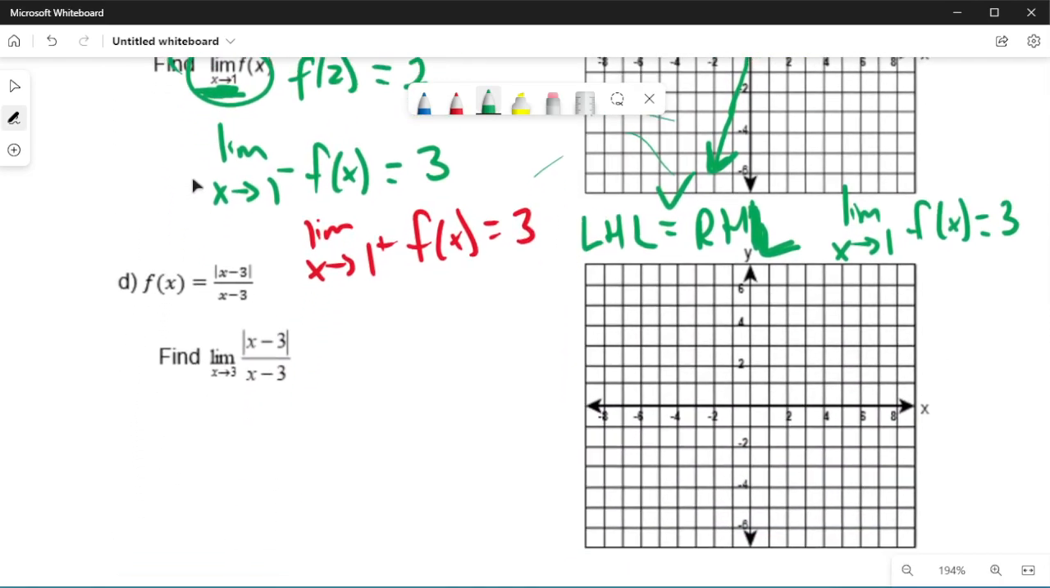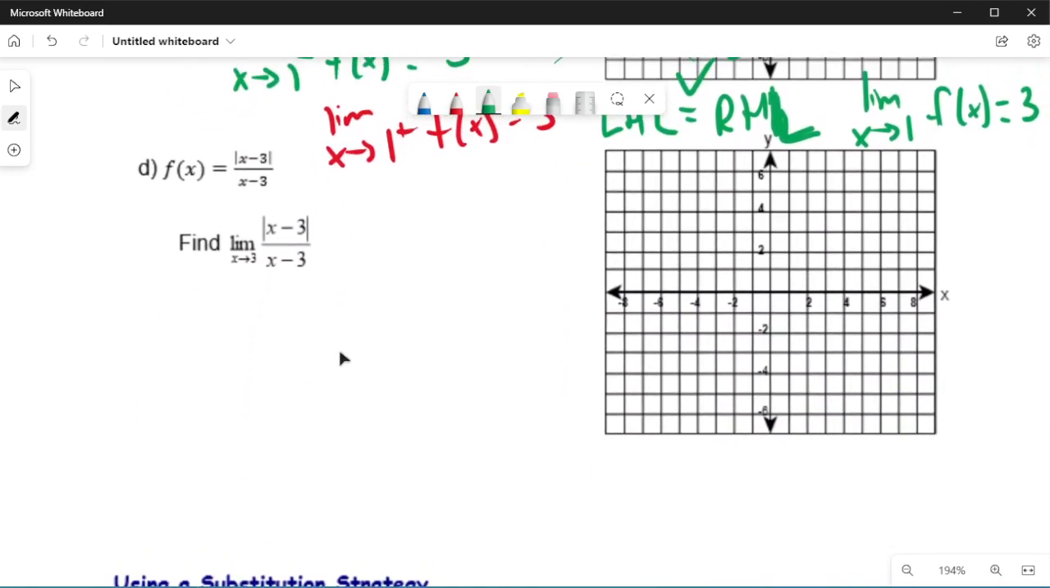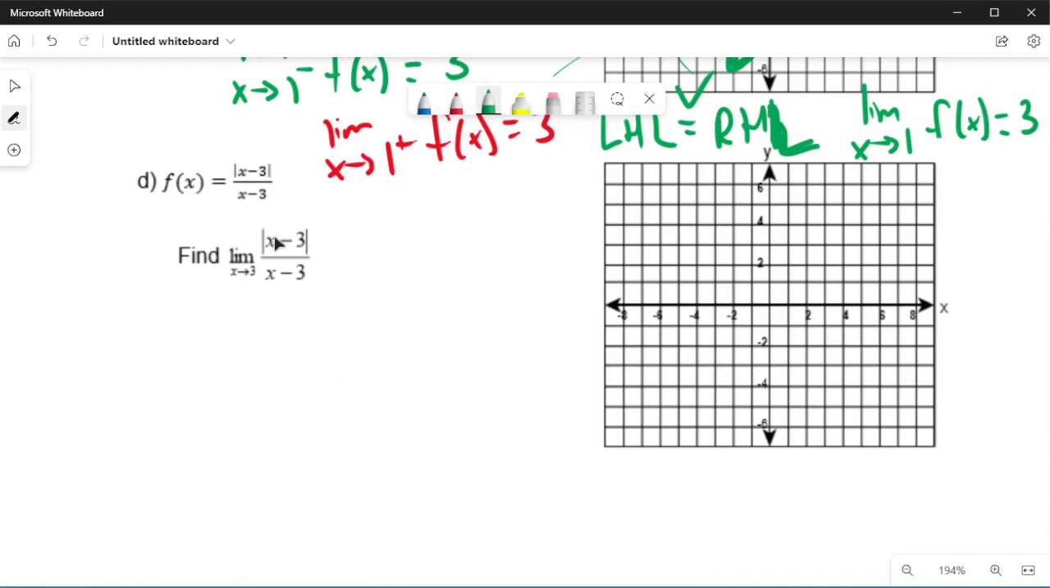Okay. Now, by far the most interesting question here is this one, where it says the limit as x approaches 3 of absolute value x minus 3 over regular x minus 3. And this is certainly a challenge, because absolute value is not something we've spent a lot of time with, and really, I think, for questions like these, this is the question to practice for absolute value.